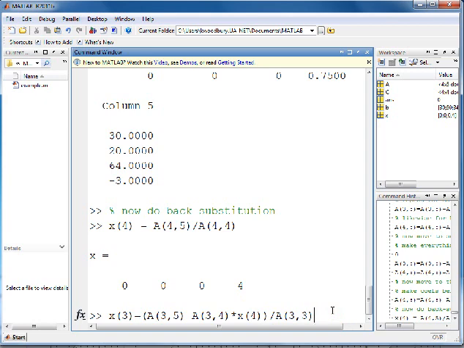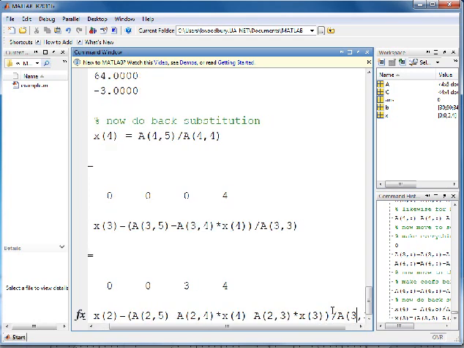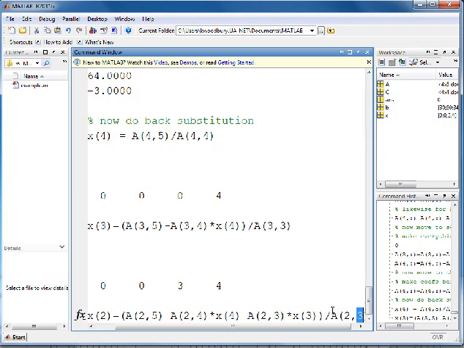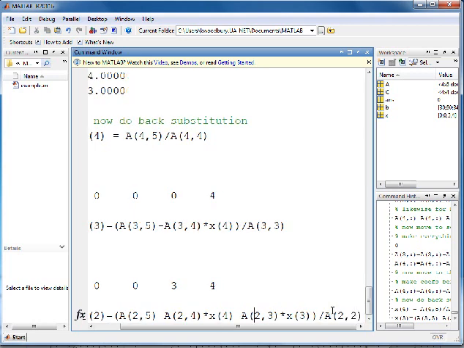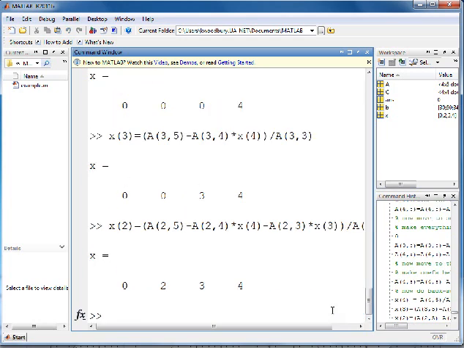Let's see what that does. So far, so good. The next one just gets a little more complicated. I've got to take the second row, and then I also have to subtract off the one that I just found, the second row, third column, times x3. And then I need to divide by a2,2. Yeah, and it's getting too big to fit in here. So, and then finally, row one.